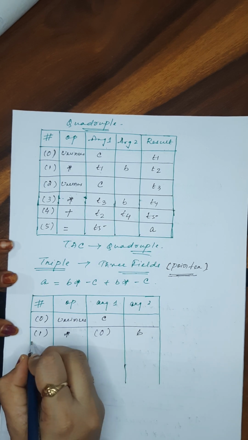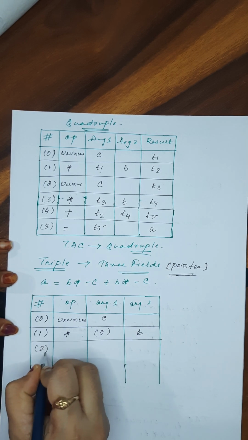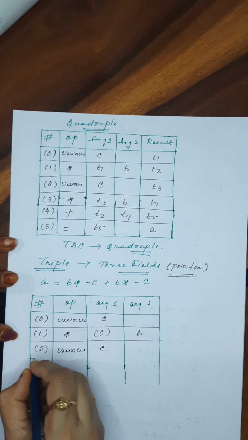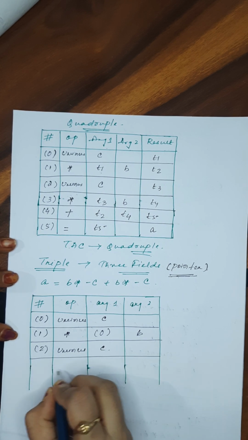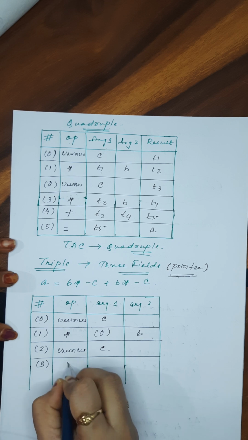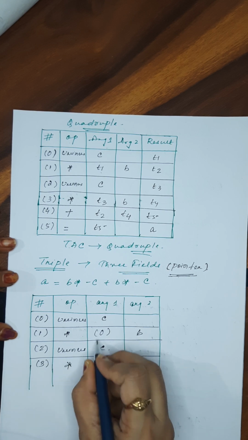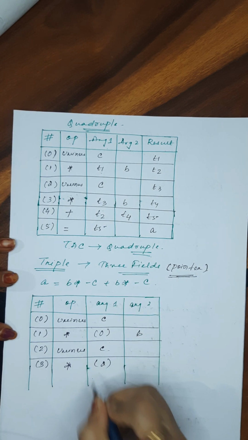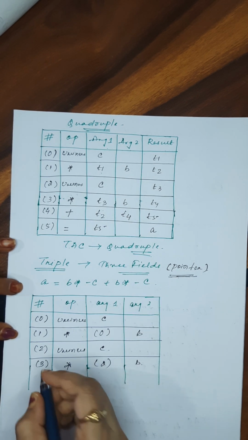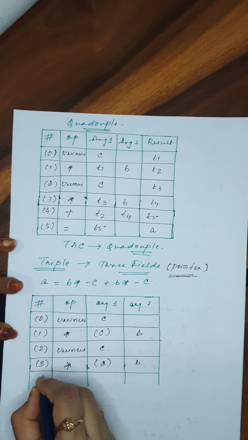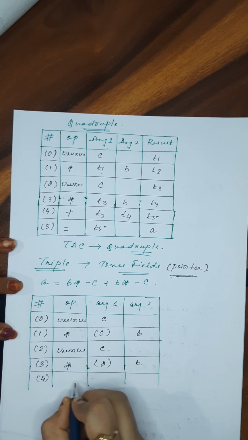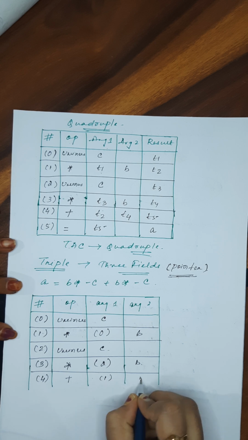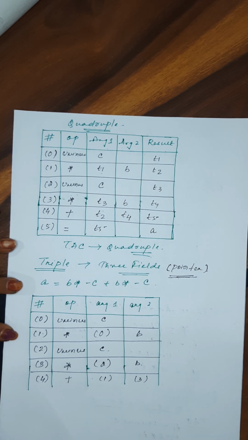Then B. Then line number 2, U minus C. The second unary operator is stored in line number 2. Then comes line number 3, star. Then in place of the variable T3, we will use line number 2 and B. Then comes line number 4. 4 is plus, the expression is stored in line number 1 and line number 3. So, 1 and 3. Okay.